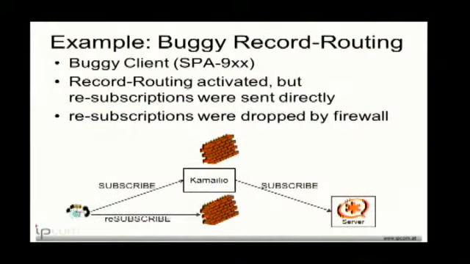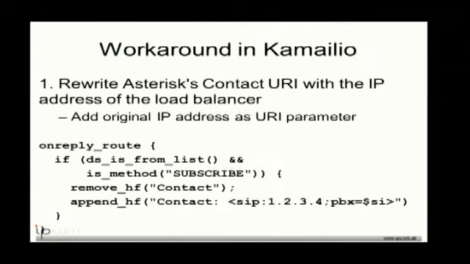For example, the workaround would be here. When the subscribe dialog is established, we change the contact header, which is usually the Asterisk server, to point to the load balancer itself. And then the load balancer knows which Asterisk server to forward the request to. So the first thing is, on the 200 OK response from the Asterisk server to the SIP client, we change the contact header. We put in the IP address of the load balancer, and we added a URI parameter, which was the original IP address.